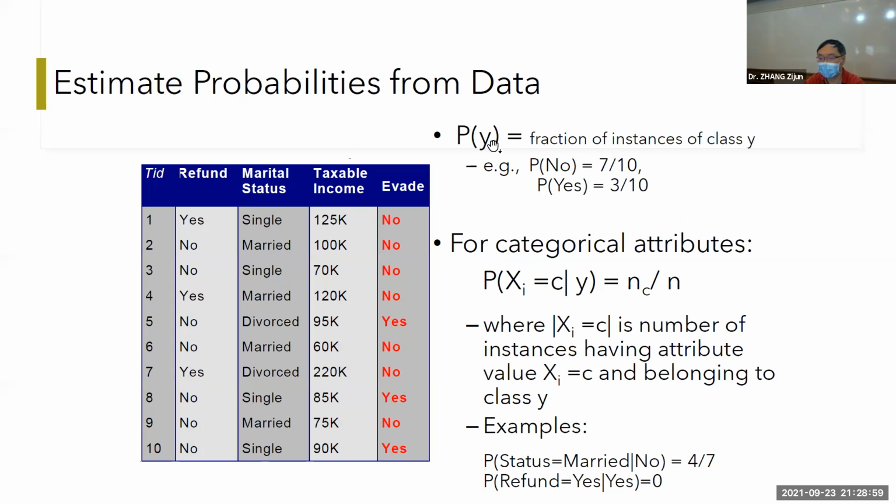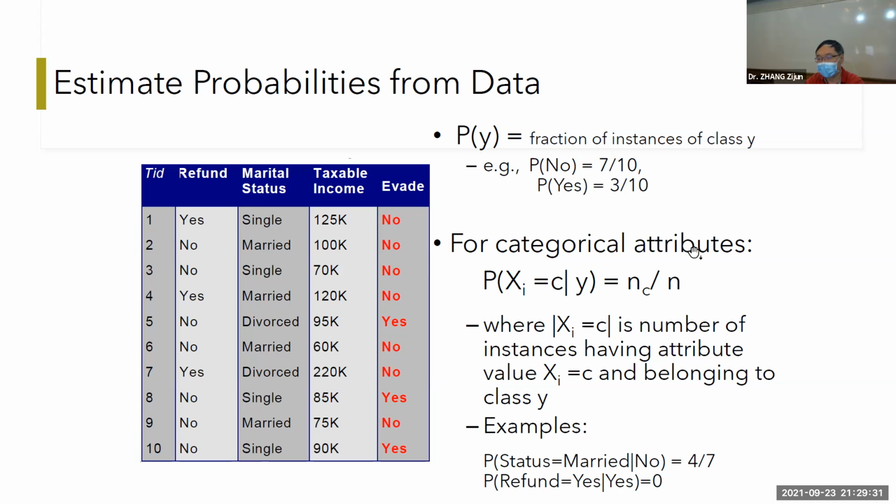First, let's look at how to compute P of y. P of y is just counting the observations in this database. It's just the fraction of instances of class equal to y. This y has 2 values, yes or no. You can see there are 3 observations of yes and 7 observations of no. So P of y for y equal to no is 0.7, and for y equal to yes is 0.3.